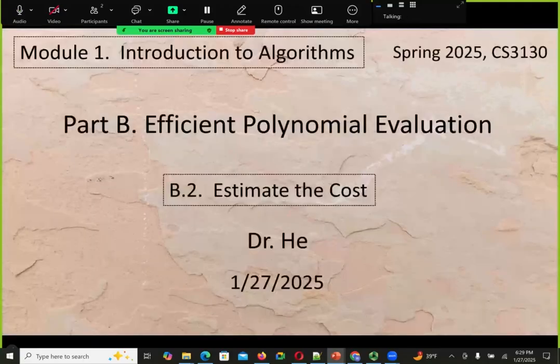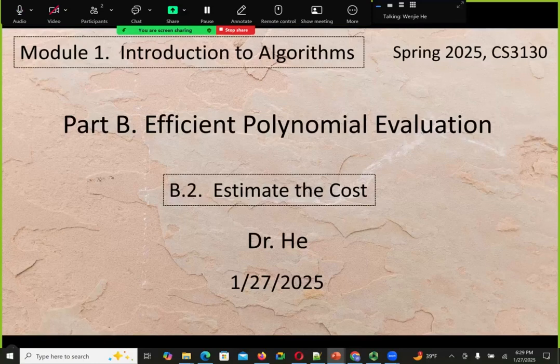All right. B.2, estimate the cost. This time we need to really measure the computation cost. The time spent, that's the cost, right? Not necessarily the money you spend, but the time you spend. Time is money, so you can convert it to the computation time. So here we use the time units we spend as the computation cost.